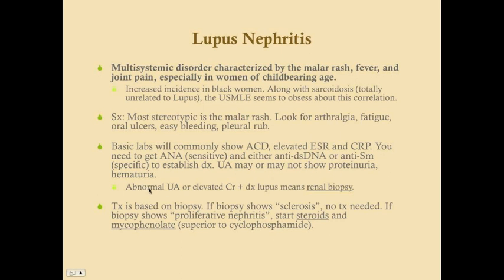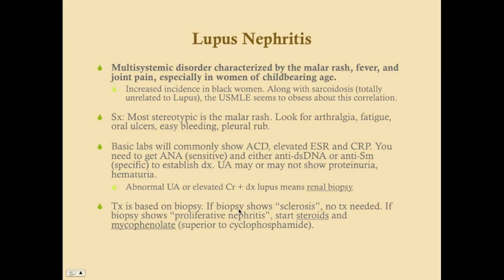If the patient has an abnormal urinalysis or elevated creatinine on your CMP, and you have an established diagnosis of lupus, then they need to get a renal biopsy. And the reason they need to get a renal biopsy is because flares of nephritis are common in lupus, and this is going to direct our treatment. So an abnormal urinalysis or elevated creatinine plus an established diagnosis of lupus equals necessary renal biopsy.